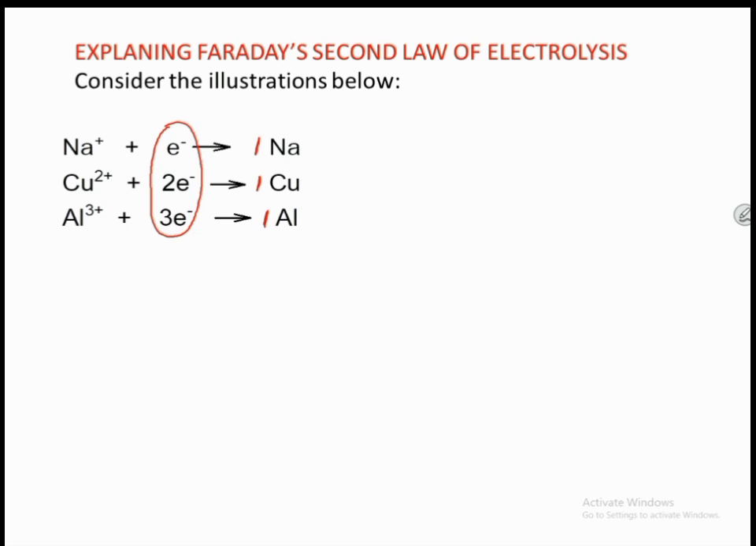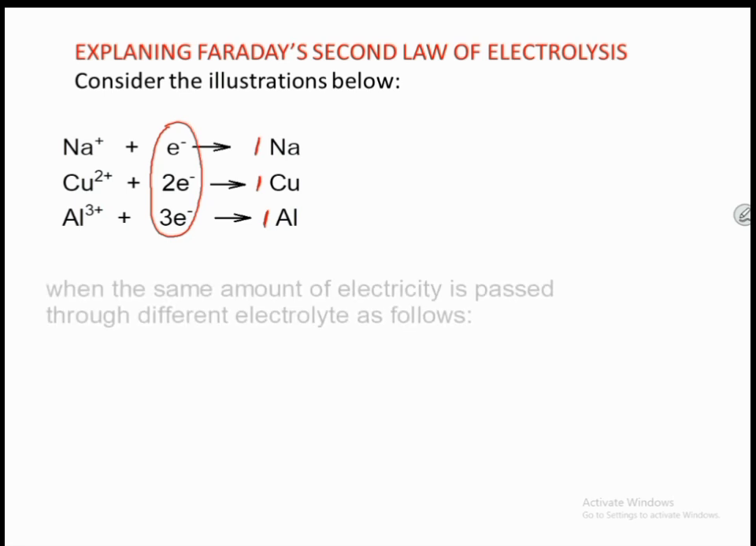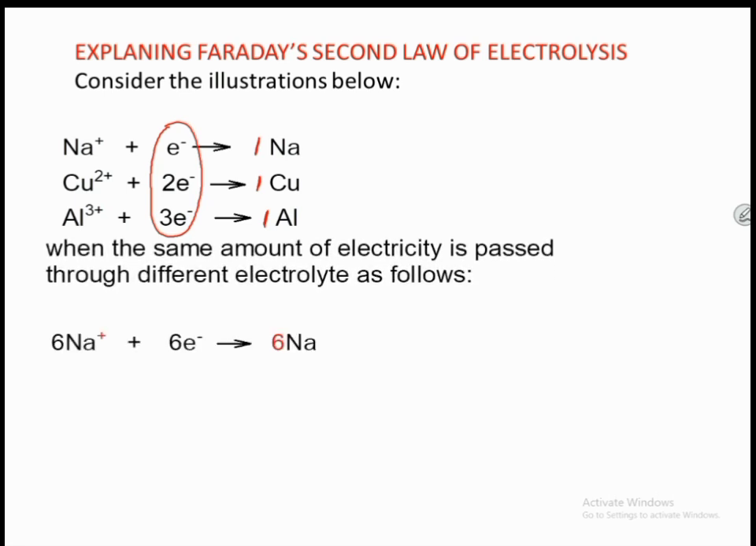Now I want to draw the relationship finally. If you pass the same amount of electricity through all of them, remember I told you sodium needs 1 electricity charge, a mole of copper needs 2, a mole of aluminum needs 3. But just imagine that I bring constant electricity. Faraday's second law states that when the same amount of electricity passes through different electrolytes, the mole deposited is inversely proportional to the charges.